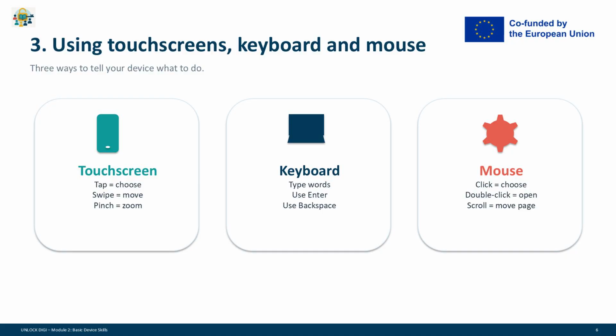On a laptop or computer, we often use a keyboard and mouse. The keyboard helps us type words, numbers, and messages. The Enter key helps us confirm or move to a new line. The backspace key helps us delete mistakes. The mouse helps us click, double-click, select, and scroll. One click usually chooses something. A double click often opens something. The scroll wheel helps us move up and down on a page. These actions become easier with practice.